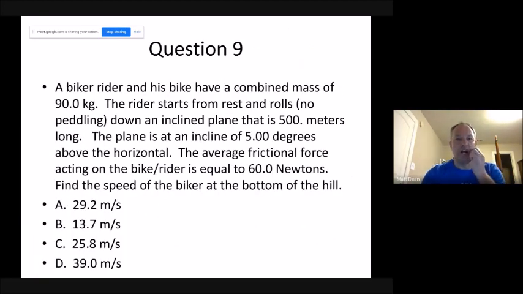All right, so here's another problem. This one has to do with, again, the work energy idea. So here we have a bike rider and his bike. They have a combined mass of 90 kilograms. Instead of a bike, it might be better to think of this as almost like a guy on a board that's sliding down a hill. Let's take out the bike, because we don't want to have to think about the spinning of the wheels. So the rider starts from rest and rolls down an incline plane.